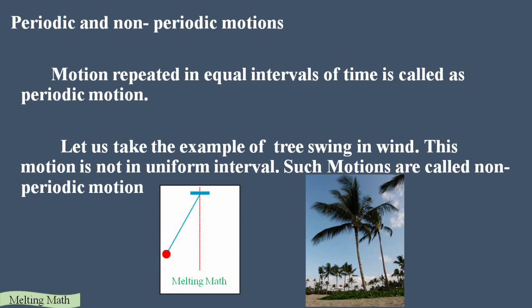For the pendulum we can calculate because it's uniform, it goes from here to there. There is no external force on it; it's moving based on the bob only. For non-periodic motion we cannot calculate. That's the main difference between periodic and non-periodic motion.